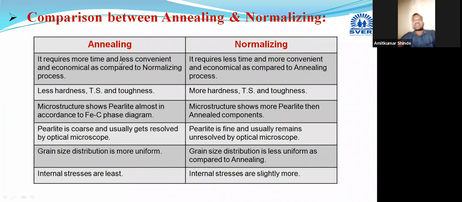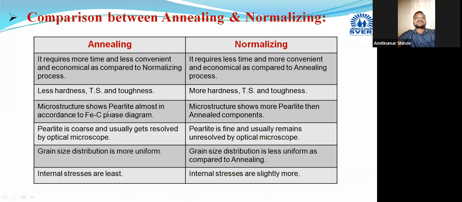Whichever hardness is obtained in annealing, lesser hardness is there, as very slow cooling is there. Tensile strength and toughness are also less. But due to a little bit faster cooling, we will get more hardness, tensile strength and toughness in the normalizing components.